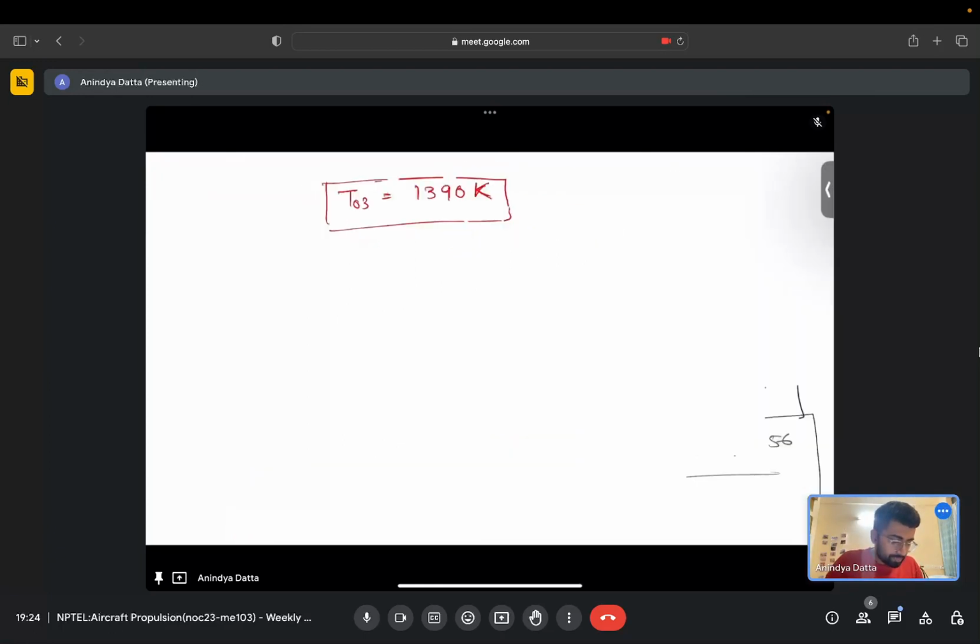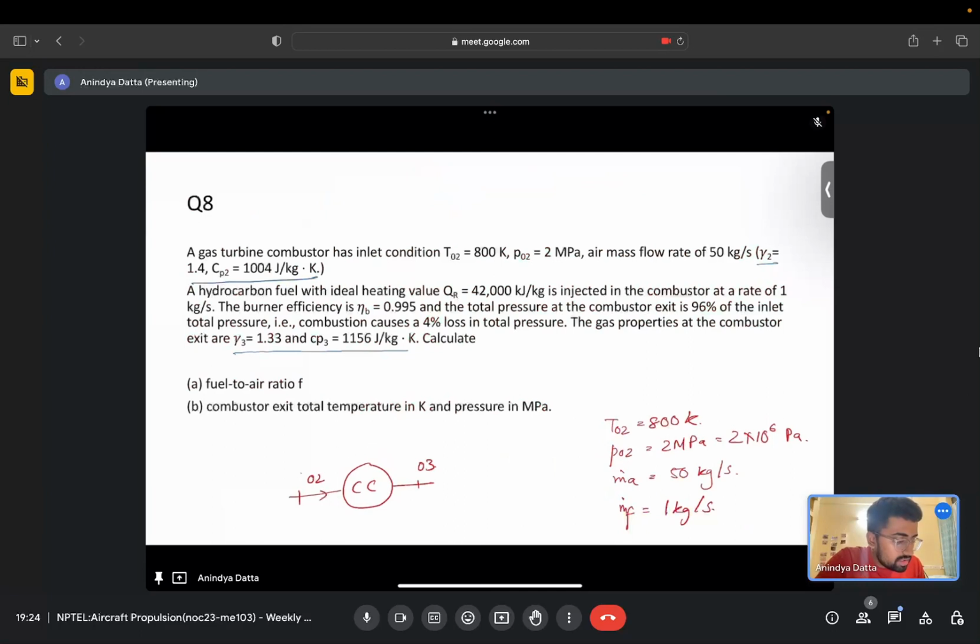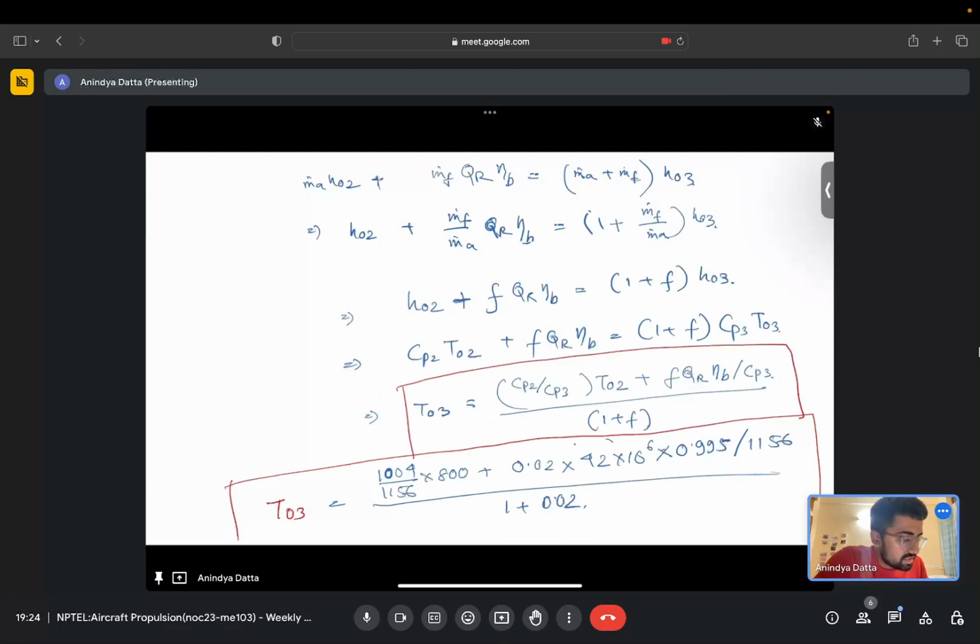Now next, let's go back to the question. We have found the combustor exit total temperature, and we also have to find the pressure. It says that the inlet pressure is 2 megapascal, and the total pressure at combustor exit is 96% of the inlet total pressure, which means that there is a 4% pressure loss.